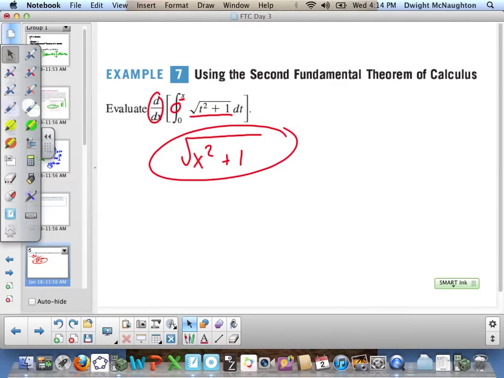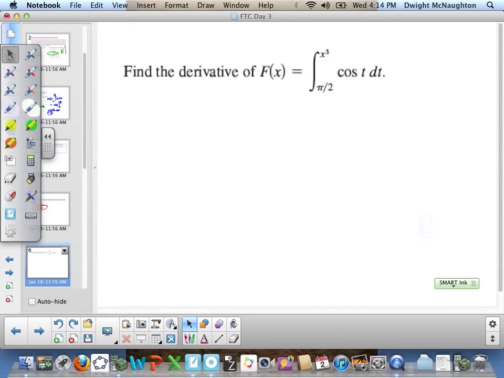Try that again. Find the derivative. Well, the derivative of the antiderivative, and I shouldn't use that symbol, that means something else later on. The derivative of the antiderivative is the function. All right, now in this case, we got x cubed up there.